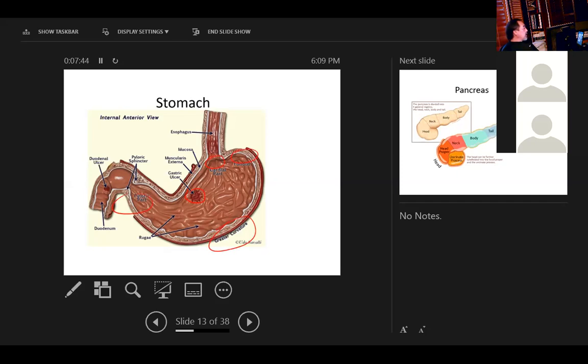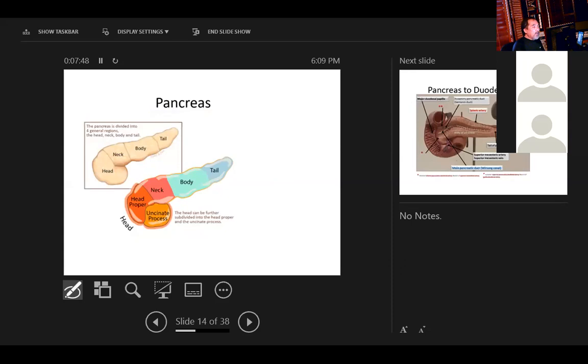Okay. All right, so now we're looking at the pancreas. So the pancreas has the head, neck, body, and tail. But the head is actually divided into the head proper and the uncinate process. It curves like a reverse letter J. So that's the reason why you've got the uncinate process, head proper. That's the one that curves like a letter J in reverse, and then the straight part is going to be the neck, body, and tail.